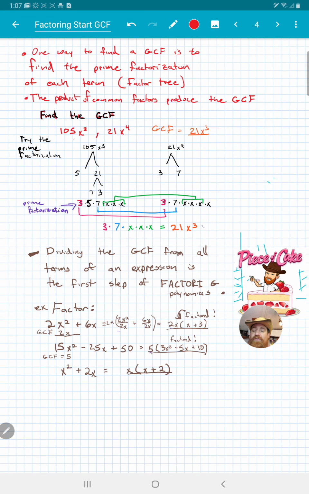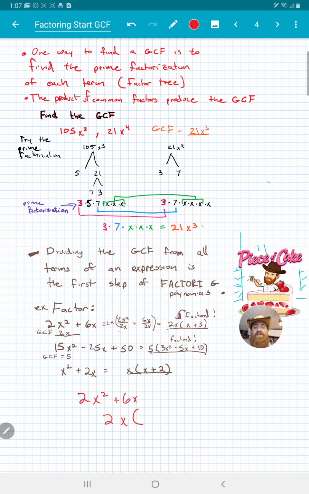The way I started this is I started with the original problem, 2x squared plus 6x, and I found the GCF. Now we did that previously, I believe. We did one almost like this. But the GCF between these two terms wouldn't be 2x squared on this one, it would be just 2x. You can divide 2 from both of these terms. Both of them also contain an x. So 2x is my GCF.